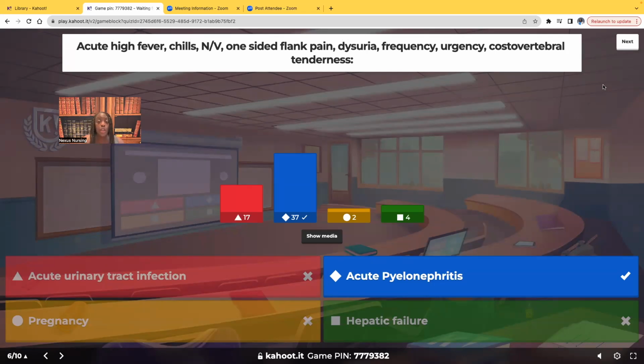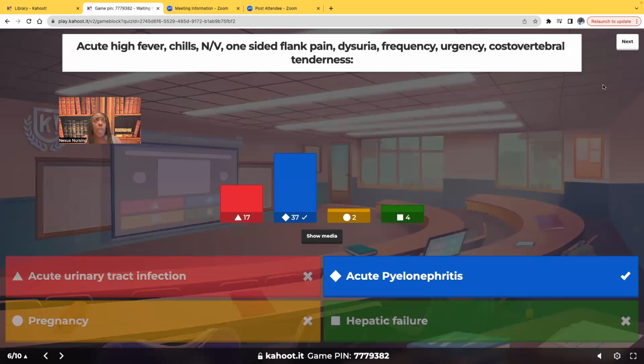Very good. Costovertebral tenderness or flank pain. The patient has a high fever, chills, a generalized symptom, nausea, vomiting, one-sided flank pain, dysuria, frequency, urgency. We see that in a UTI, right? But the reason we know not to choose UTI is because we see that flank pain, that costovertebral tenderness, and the generalized symptom, the chills, okay? We're going to think acute pyelonephritis.